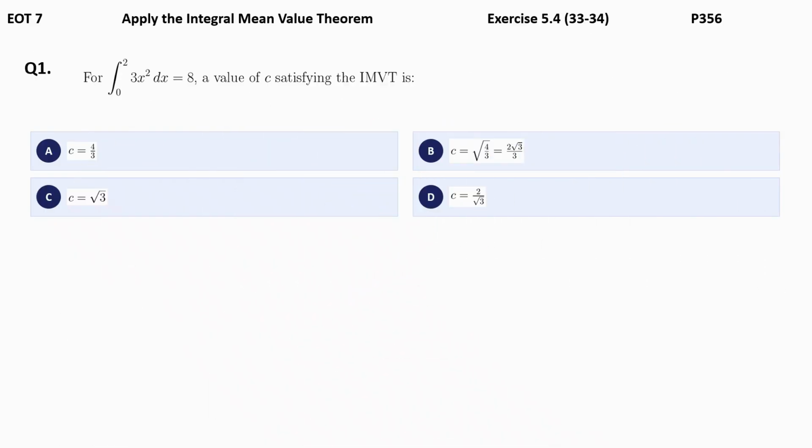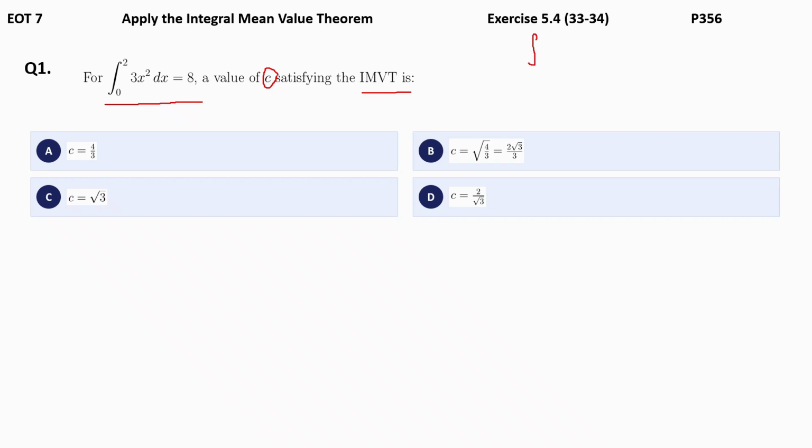Let's start with our first question. You are given the integral from 0 to 2 of 3x squared dx as 8. You are asked to find the value of c satisfying the intermediate value theorem.